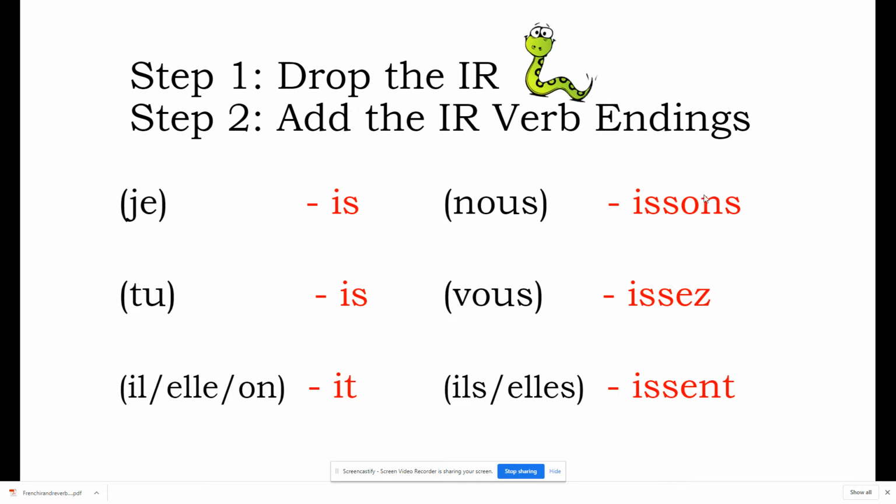As I look at this, I do see some similarities with my ER verbs. I do have that ons, ez, ent. I just have that iss that goes with it as well. And then when I look over here, that definitely looks a little different from what I was familiar with seeing with my ER verbs. To help you remember these endings, we have une chanson.